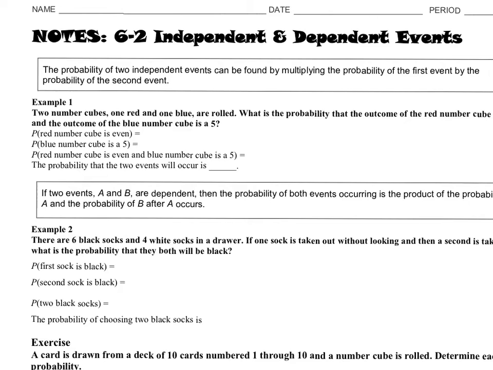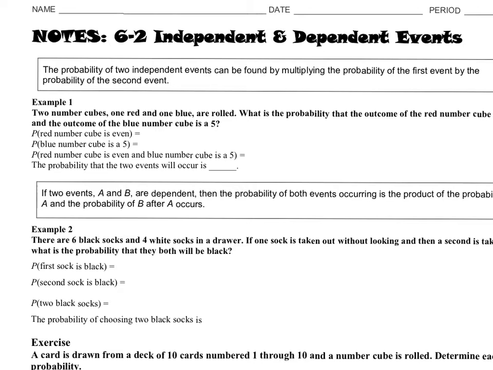So, dependent events. I have some markers up here. I have 2 green markers, 3 orange, 1 pink, and 4 yellow. Okay, so 10 total markers. If I randomly pick out a green, the probability of me getting a green is 2 out of 10, right? If I don't replace that green marker, what's the probability of me getting a green again? 1 out of 9.